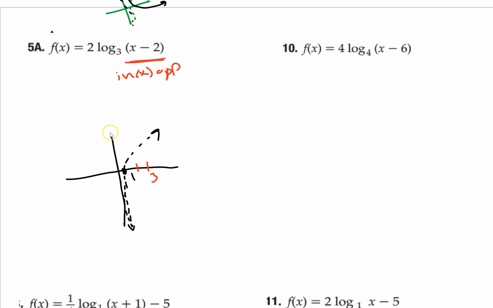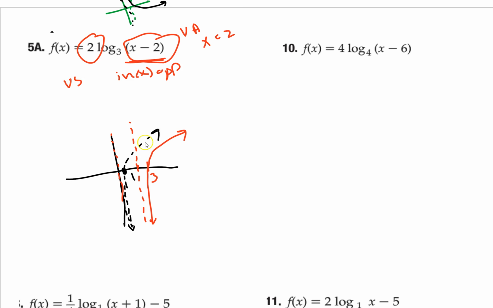Also keep in mind, normally you have a vertical asymptote right here at 0. This is always going to be a vertical asymptote. So the vertical asymptote will now be at 2, because it was at 0, now you moved it over 2. Other than that, it's a normal graph, with a little bit of vertical stretch. I didn't really draw it, but that's the idea.